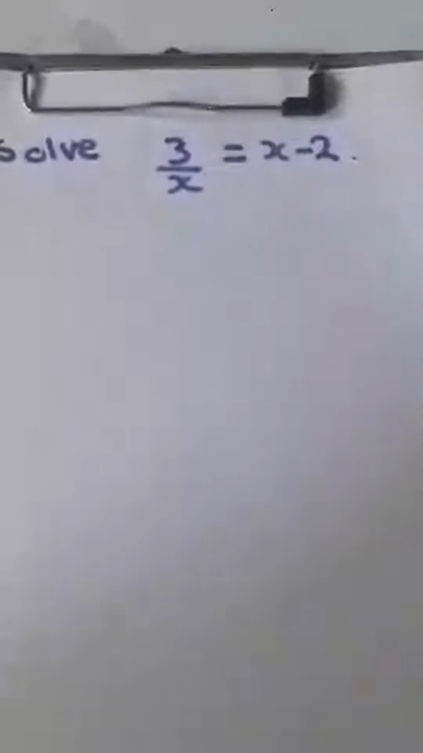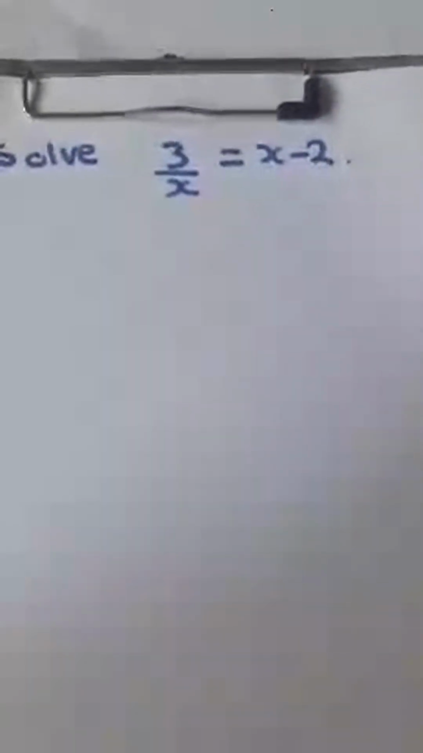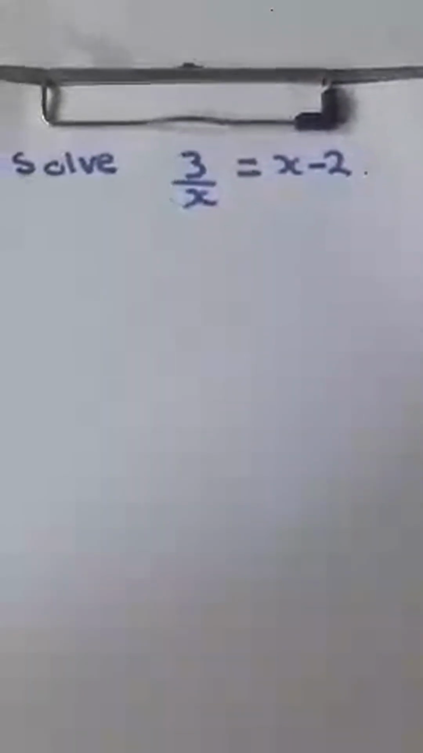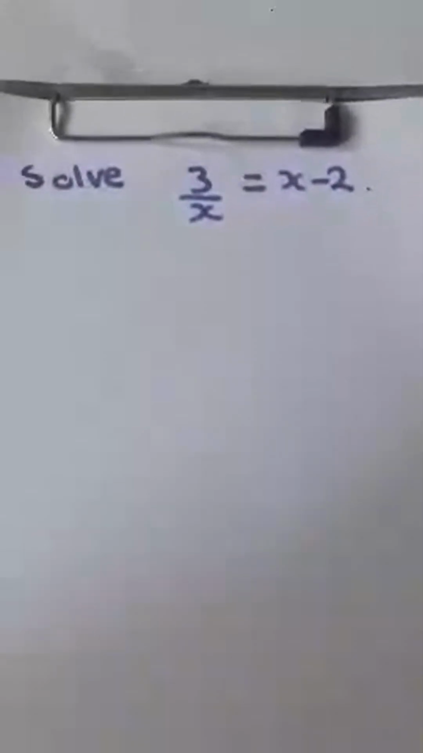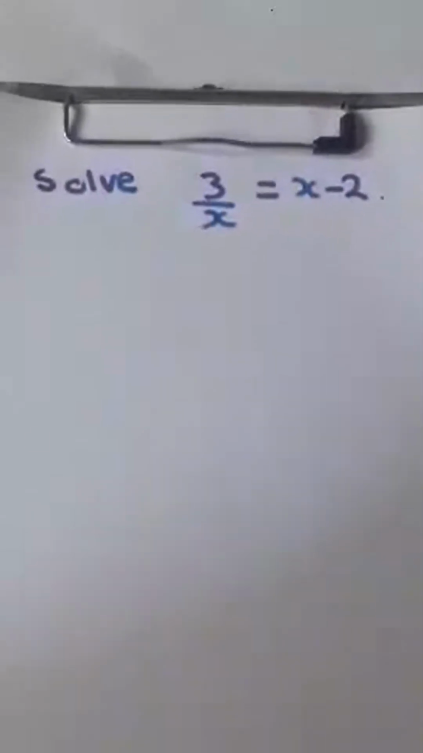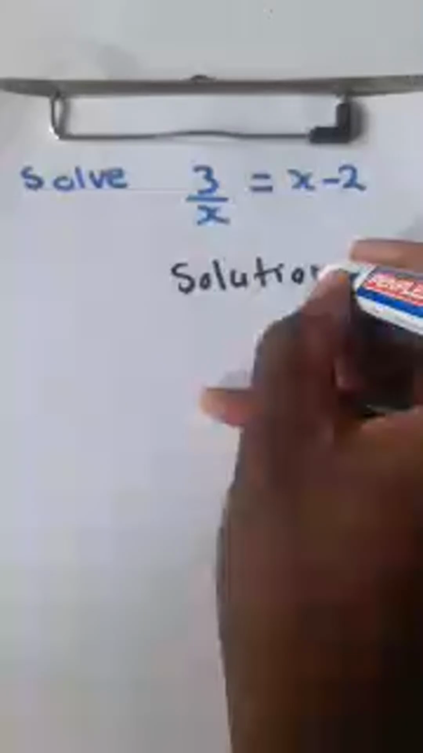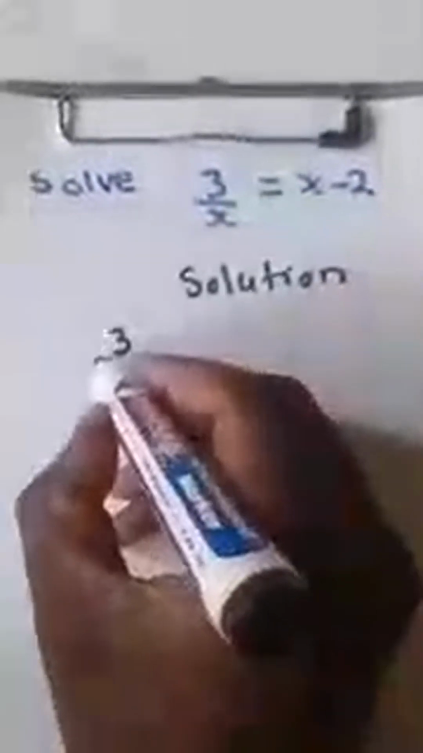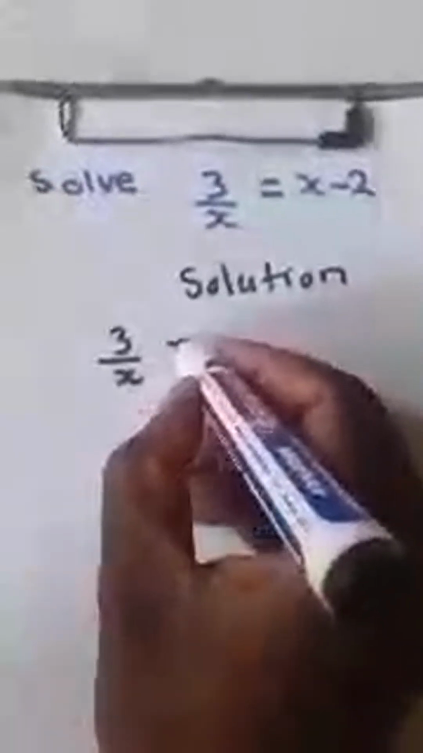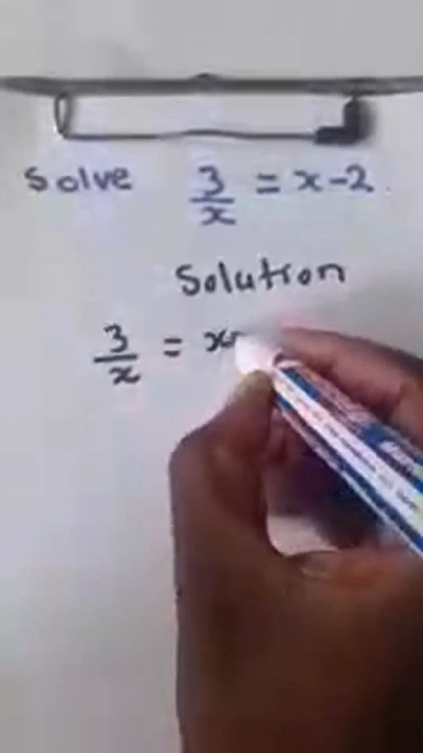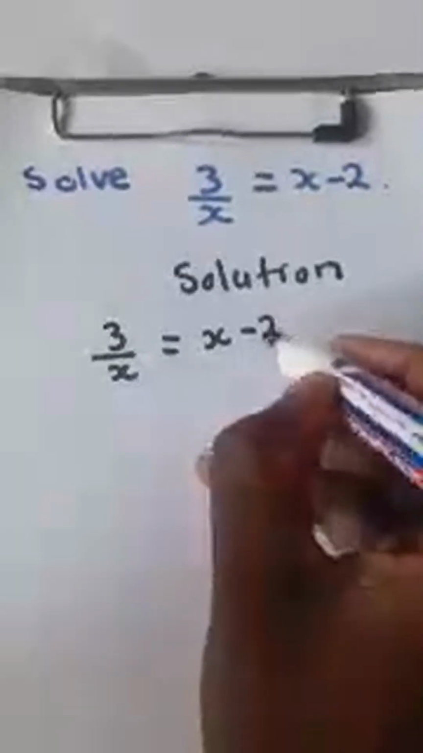All right, so let's start to solve this equation right here. So I'm going to start to solve this equation. Solution. Okay, so it's 3 over x is equal to x minus 2.